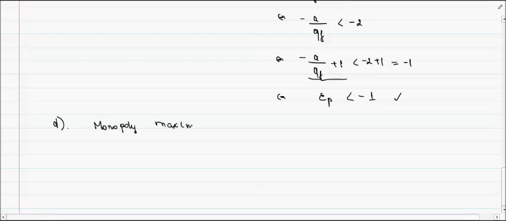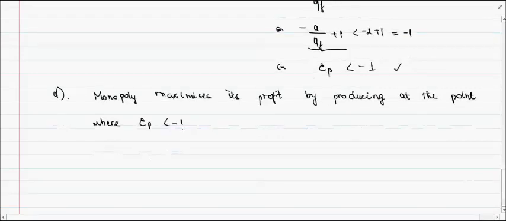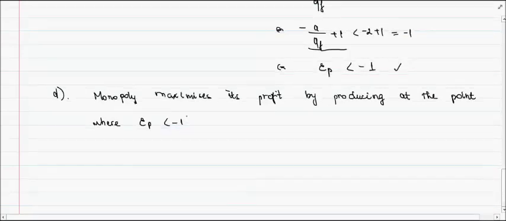So I'll say the monopoly maximizes its profit by producing on the elastic part of the demand curve, or at the point where the elasticity of demand is smaller than -1. If it's smaller than -1, for example -2 or -3, then we say that the demand is elastic. And so that is the part where the firm is possibly maximizing its profit.